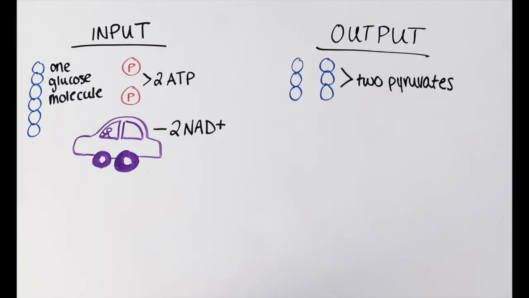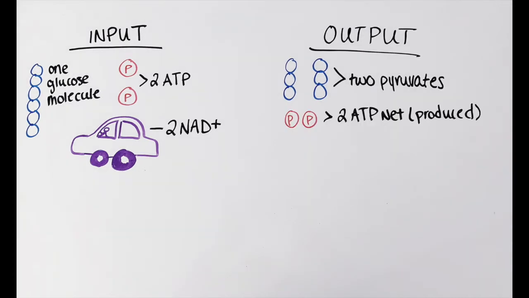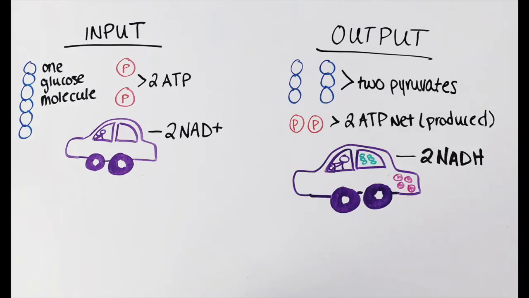In glycolysis, we begin with 1 molecule of glucose, 2 ATP, and 2 NAD+. We output 2 pyruvates, which are a 3-carbon atom molecule, or you can refer to it as 3 family members. We also end with 2 net ATP, and we conclude with 2 full cars known as NADH.